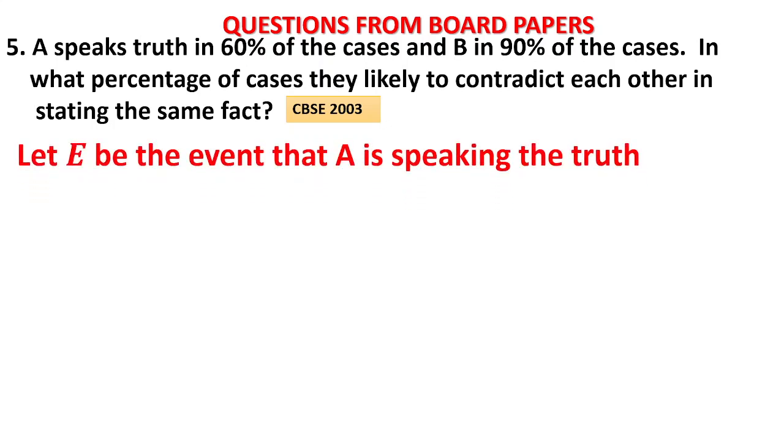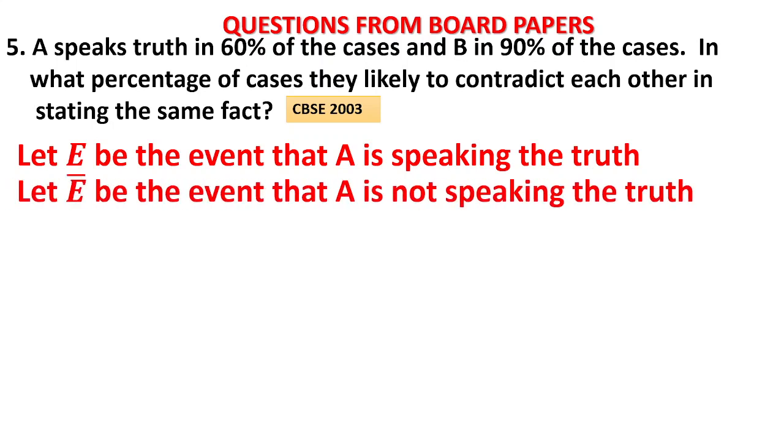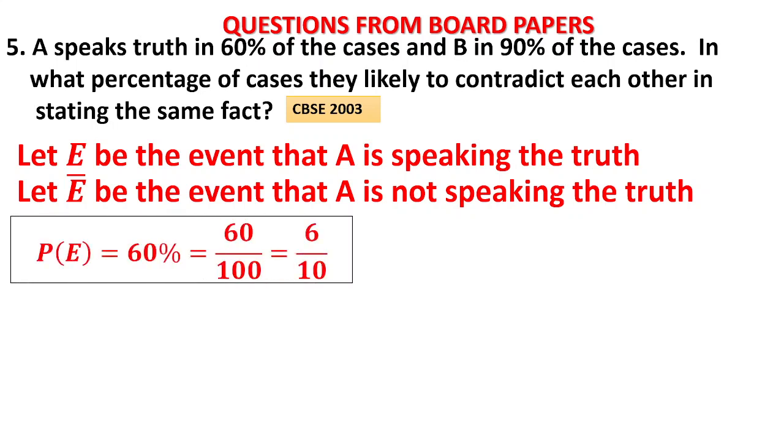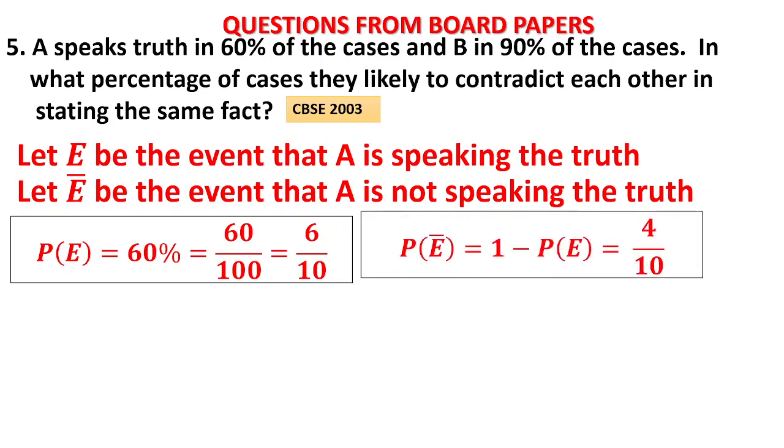Very simple problem. Let E be the event that A is speaking the truth, and E bar will be the event that A is not speaking the truth. It is given that 60%. Therefore, P of E is 60 by 100. I am keeping it as 6 by 10. I am not simplifying it further. P of E bar is 1 minus P of E. All of you know, not E means 1 minus P of that. It is 4 by 10.